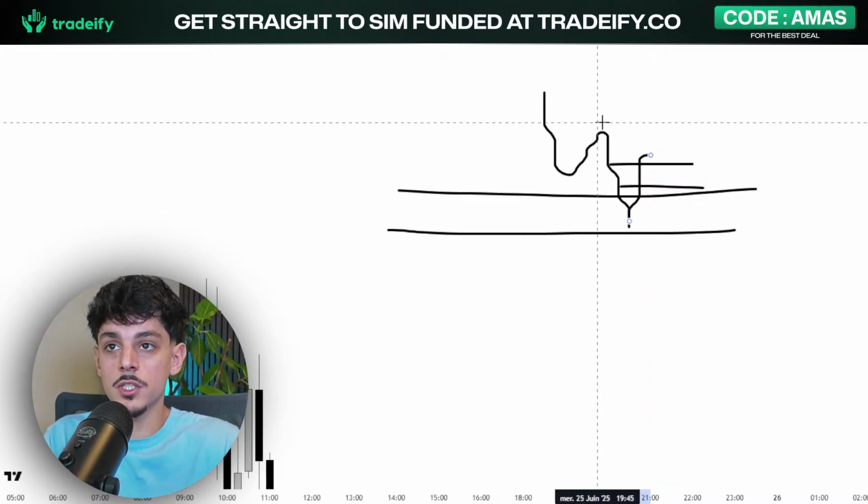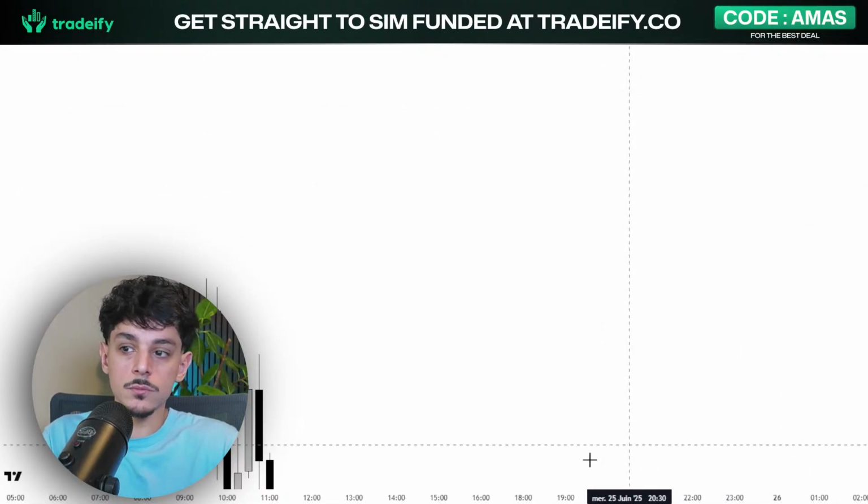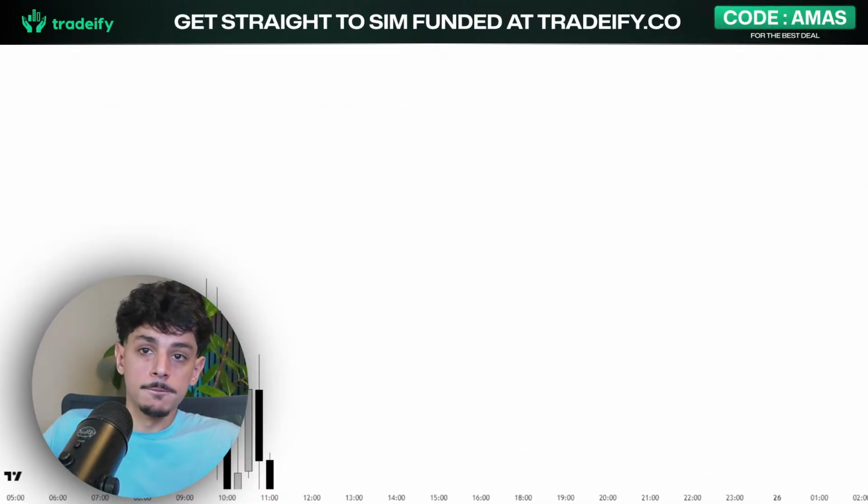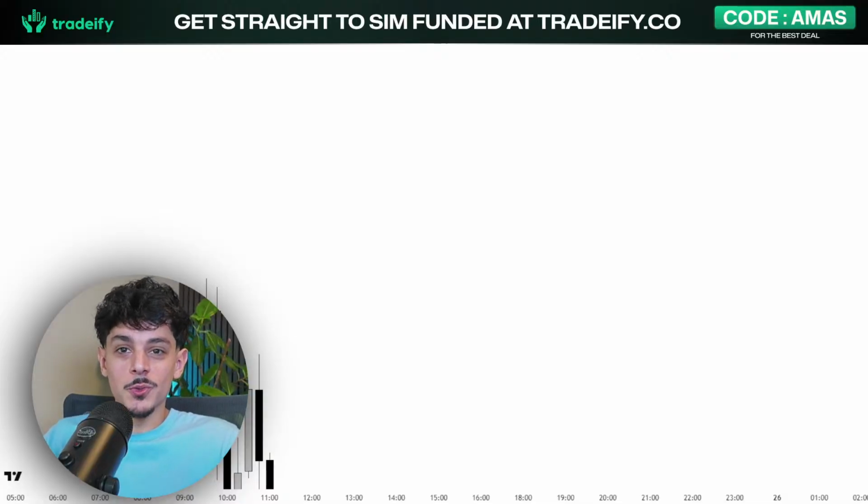So it is a continuation play on the higher time frame since you're looking at a 15-minute zone, but it is a 1-minute, let's say 1 to 5-minute reversal. All right, that's pretty much it. Don't lose, size down.